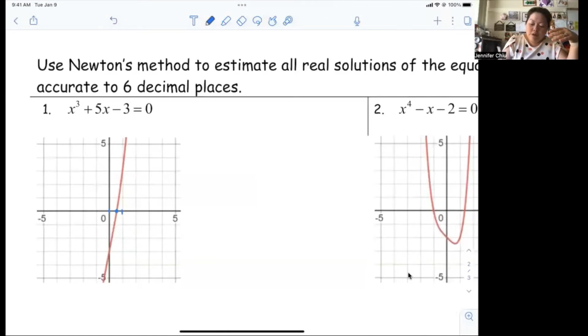So the first thing I'm going to establish is f prime. The derivative of this is 3x squared plus 5.